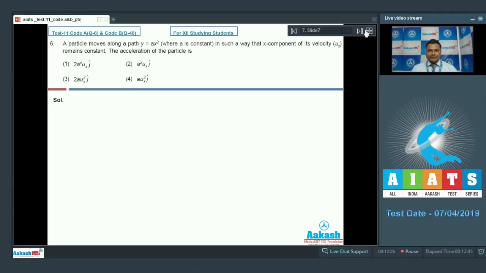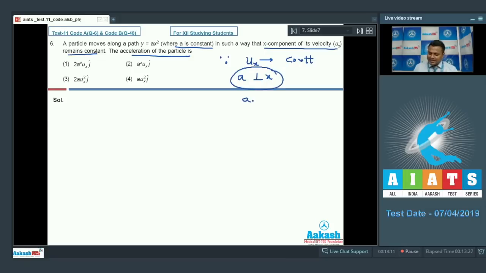So here is question number 6 everyone. A particle moves along path y equals ax square, where a is constant, in such a way that x component of its velocity ux remains constant. The acceleration of particle is what? Now since it is clearly mentioned that component of velocity along x is always constant, it means acceleration must be perpendicular to x direction. So we can say that acceleration is toward y direction.